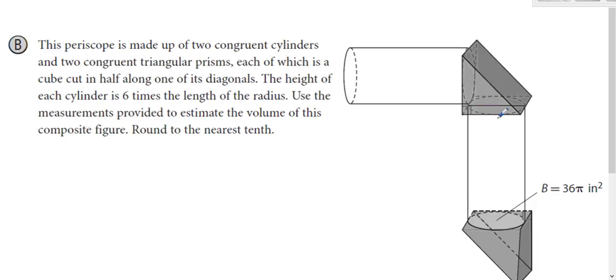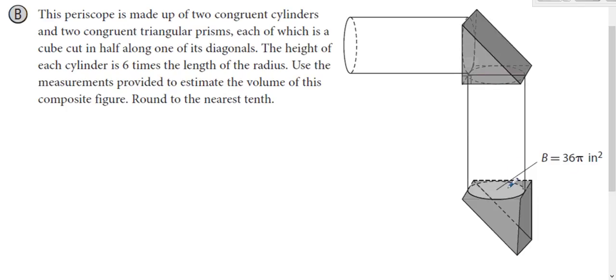The height of each cylinder is 6 times the length of the radius. Use the measurements provided to estimate the volume. So here we're told the area of this circle, which is the base of the cylinder, is 36 pi. Which means that the radius, since area is pi times radius squared, must be 6. So 6 times 6 is 36. So the radius is 6.